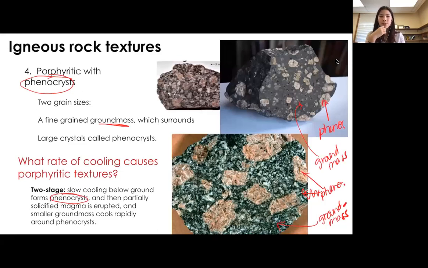So these phenocrysts are formed usually below ground, and then the magma that contains these phenocrysts might be erupted. And as it erupts, it's suddenly subject to a much higher temperature difference, which leads to a rapid cooling rate and forms the smaller ground mass, which surrounds the phenocrysts.